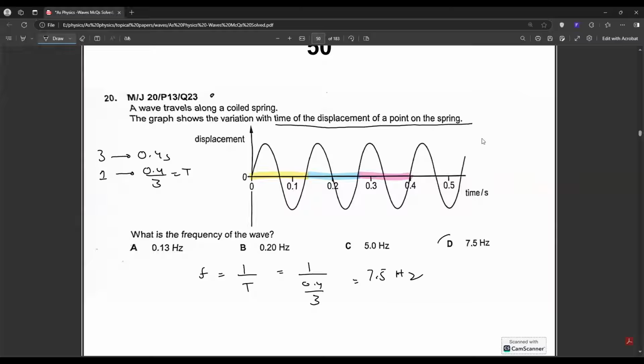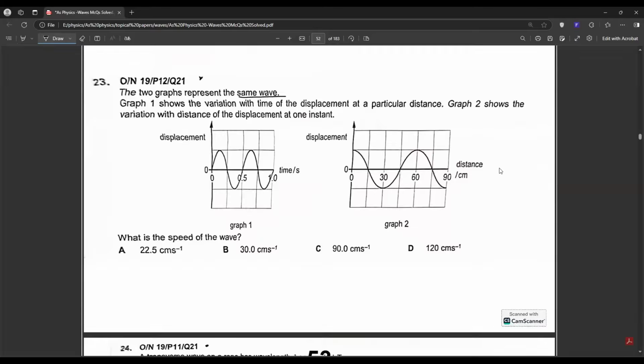7.5 hertz. D is your answer. Simple as that. Let's further move ahead. Two graphs represent the same wave. Okay, so these are two graphs representing the same wave. Graph 1 shows the variation with time of the displacement at a particular distance. Graph 2 shows the variation with distance of the displacement at one instant.